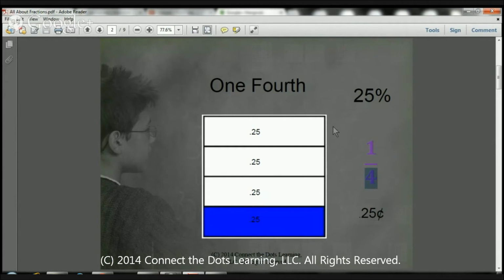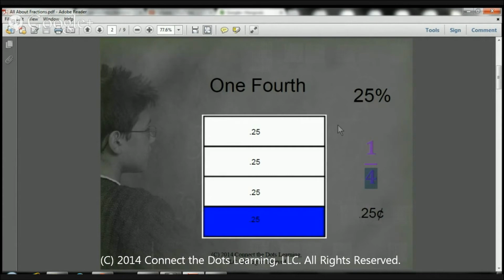Now, inside each piece, you can see that it's got a decimal number. It's got 0.25. 0.25 is in there, 0.25 is in that little box, and 0.25 is there as well. So when you add up all these decimals together, that equals 1.0, which equals 1. This entire piece right here is one piece, but it's broken off into 4 parts.